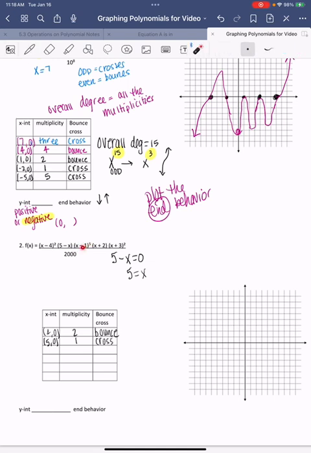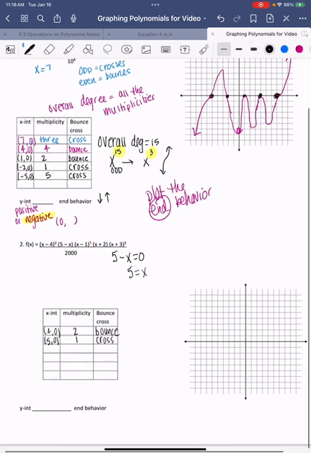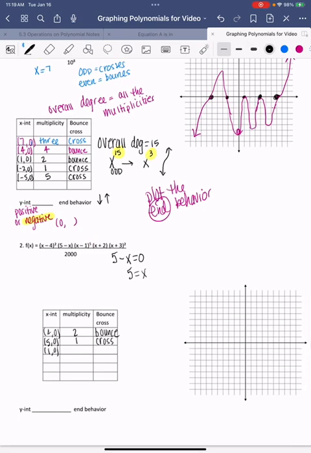Next I have x minus 1 to the 5th. X minus 1 is the factor, 1 is the 0. Its multiplicity is 5. That's because the exponent is 5. Odd cross. X plus 2 is the factor, which means the 0 is at negative 2. The multiplicity is 1. That crosses. And the last one, x plus 3 squared. X plus 3 is the factor, negative 3 is the 0. The multiplicity is 2, 2 is even, therefore it bounces.